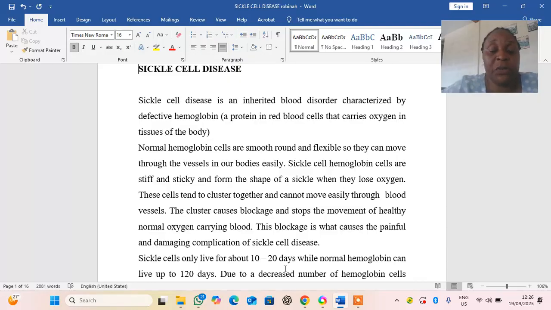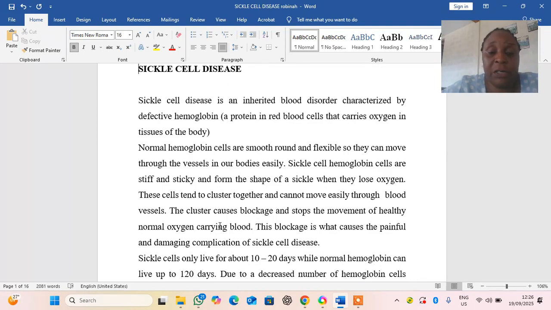So this time we are talking of an ineffective, a defective heme. A normal hemoglobin cell is smooth, round, and flexible, so it can move through vessels throughout the body very easily. But a sickle cell hemoglobin is stiff and sticky, and when you look at it, it forms the shape of a sickle when it loses oxygen.